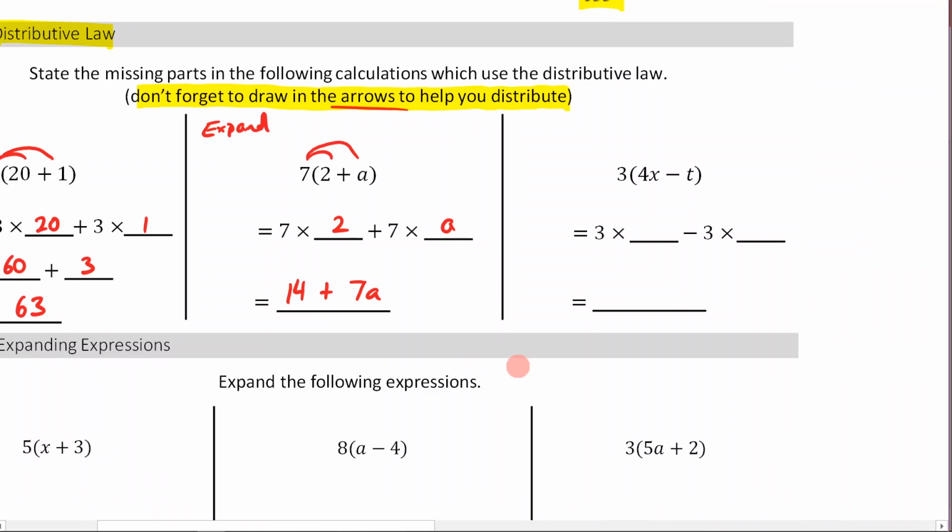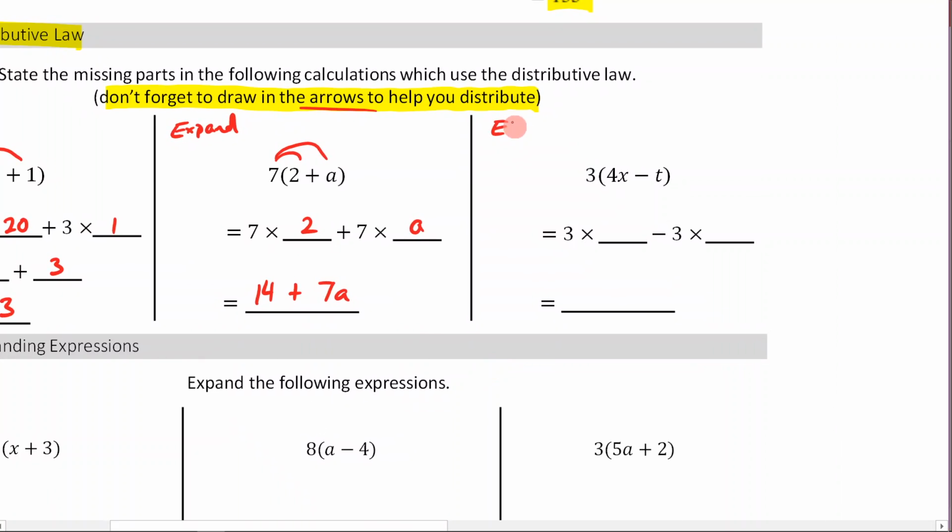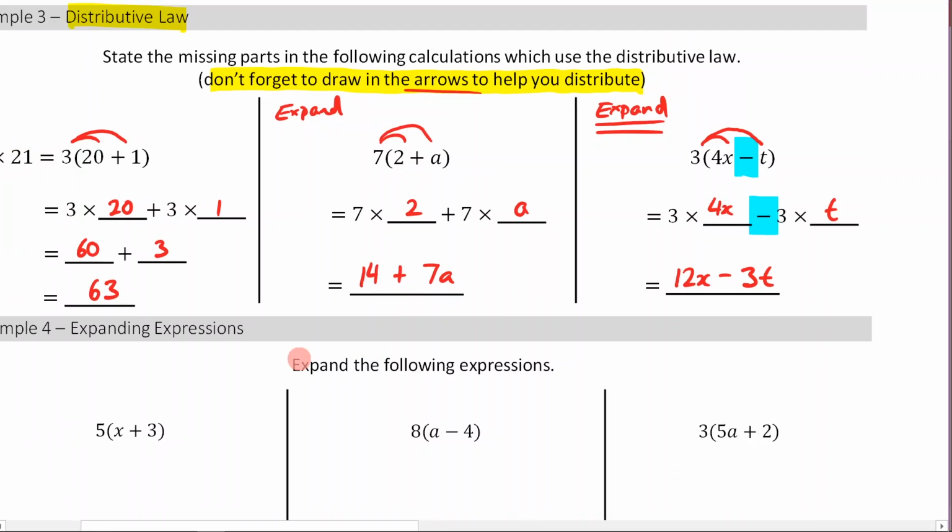Let's go to the next one. So again, it would say expand this. Get used to that word expand. It's going to say 3 times 4x, 3 times negative t. So it's going to be 3 times 4x. I also want you to take note of the fact that before we move on, because we have a negative here, it means we have a negative there as well. That's very important. This will be t. So we're going to get 3 times 4x, which is 12x. Then I've got this minus, and then I've got 3 times t, which is 3t. And just like that, we have done that.